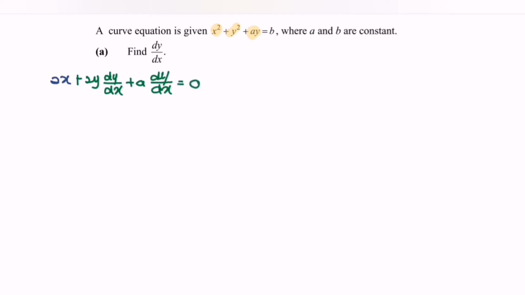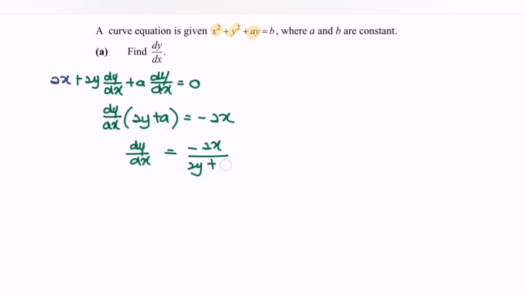So kindly rearrange so that dy/dx becomes the subject. dy/dx times (2y plus a) equals negative 2x. So dy/dx will be equal to negative 2x over 2y plus a.